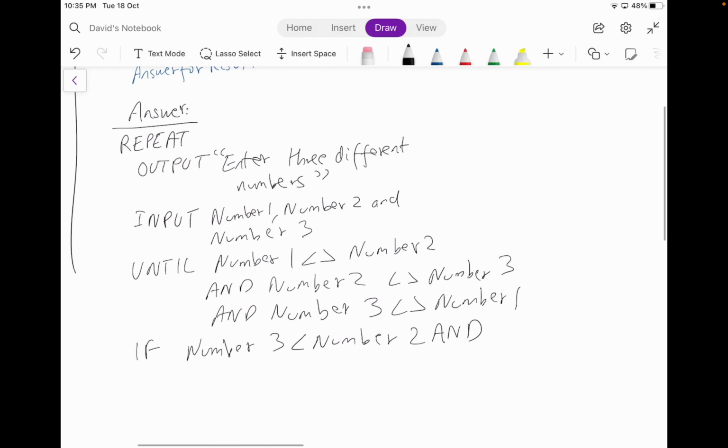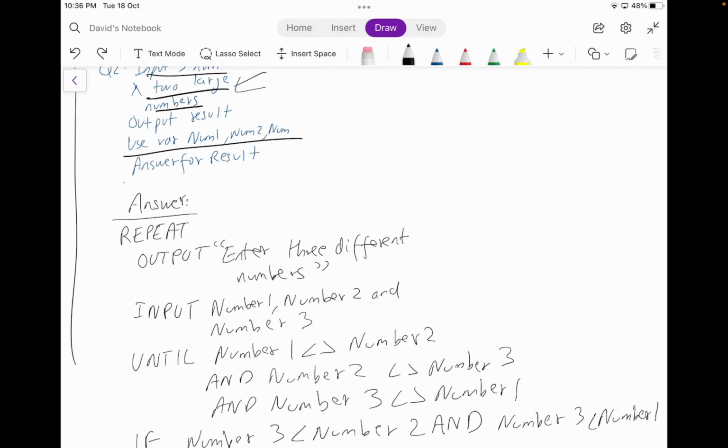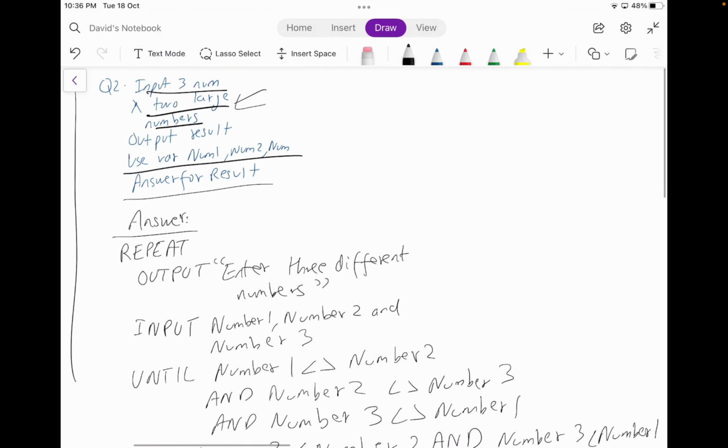So if number 3 is less than number 2, and let's say number 3 is less than number 1, we can mention that. By the way, just put these all in capital letters for this IF. Your answer should be stored in the result, where the answer is the variable to store for the result. So we have to mention the output result.